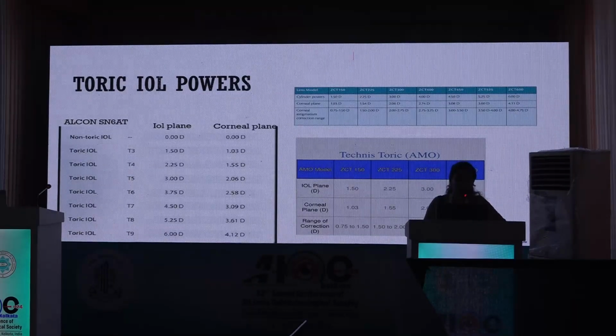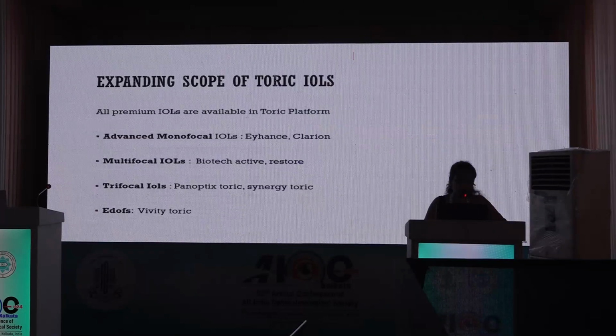What notation is used? How do we describe the toricity? When you see these numbers, you'll get confused, because different lenses have different notations. It is basically to describe the power on the IOL and how it will translate to the power reflected on the cornea, which is obviously going to be lesser.